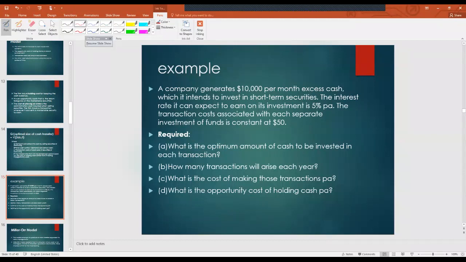Okay, so we're told that the company generates 10,000 per month, so per year this will be 10,000 times 12 to give us 120,000. The cost of transaction is 50, and the cost of not investing, the holding cost of cash, is 5% per annum. Therefore, Q will be equal to the square root of 2 times annual demand, 120,000, multiplied by the cost per transaction, $50, divided by the holding cost, which is 0.05 or 5%. And you get Q of how much?